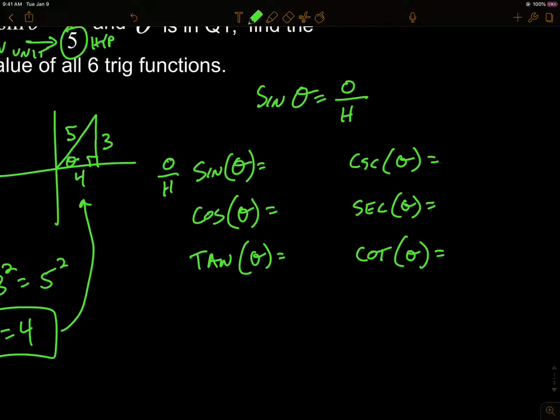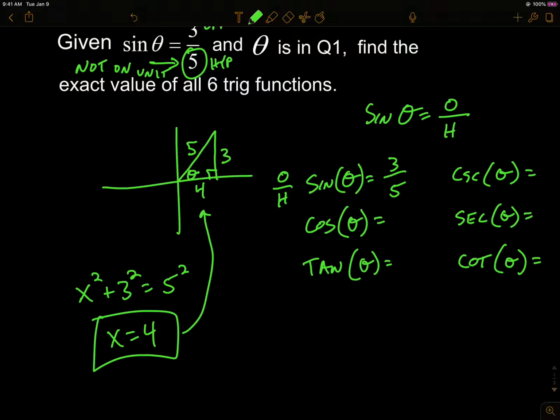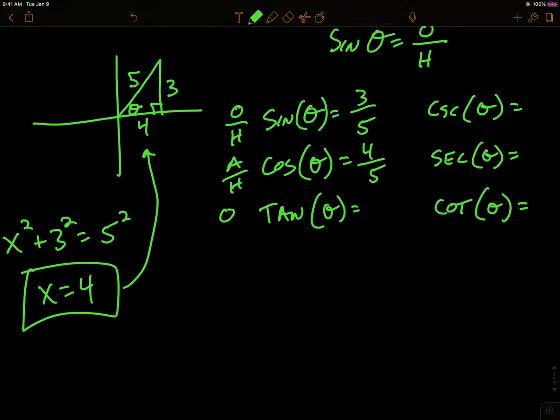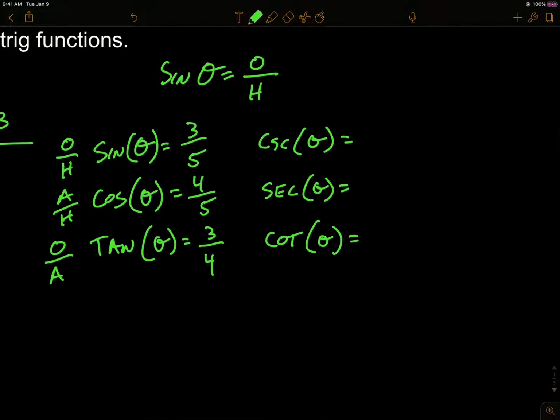So I know sine is opposite over hypotenuse. So opposite of theta is 3. The hypotenuse is 5. Okay? And we were given that one. Cosine is adjacent over hypotenuse. So adjacent to theta is 4 and the hypotenuse is 5. Tangent is opposite over adjacent. So the opposite of theta is 3 and adjacent is 4. There are more than one way to do these things. This is the way that I do it.